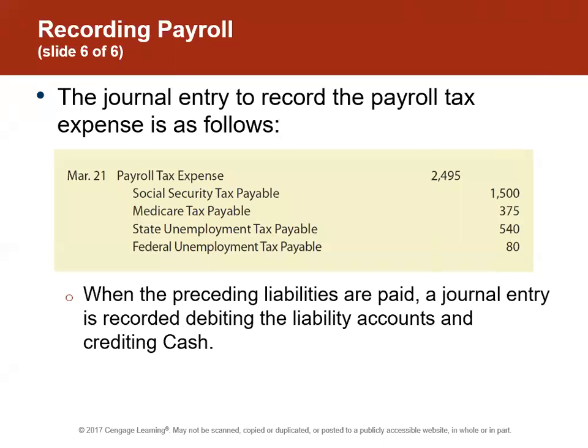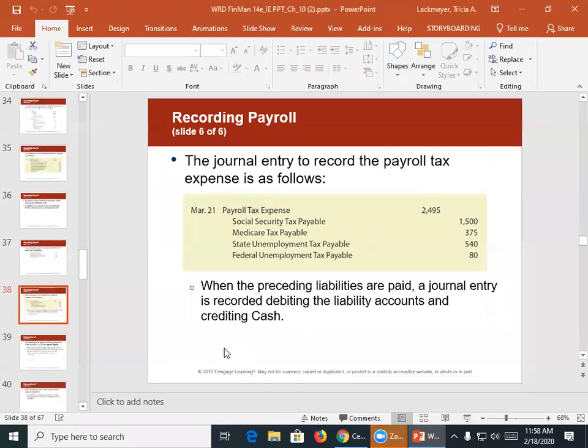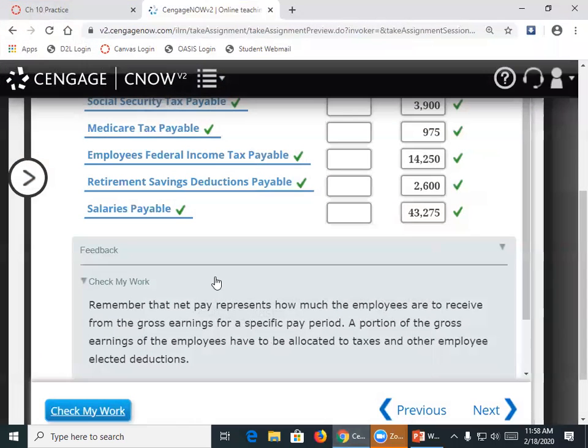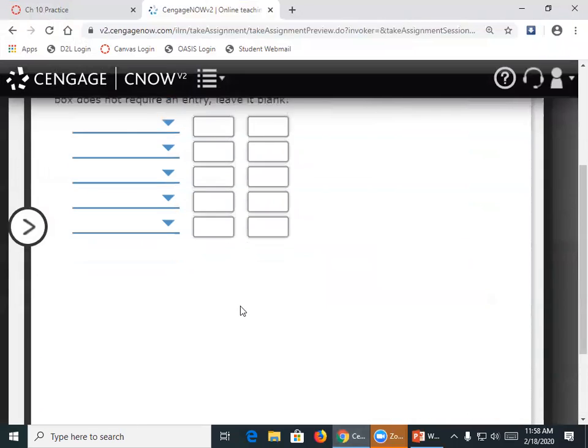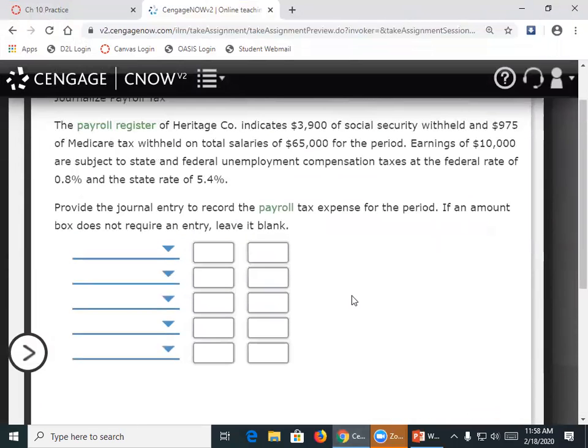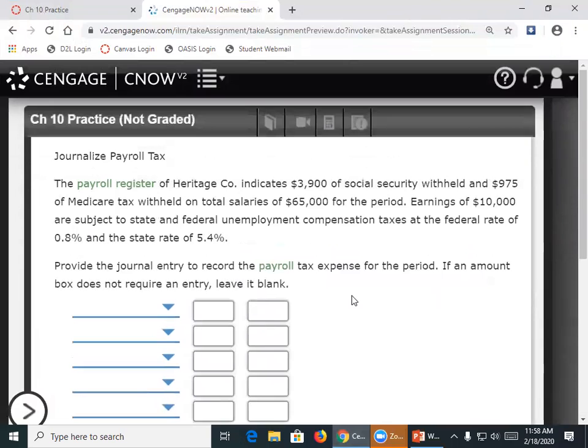Okay. So let's do the example on that one and then we'll stop for the day. So I'm going to go to number 4. And we're dealing with the same one as the one we were dealing with on the payroll. So Heritage Company, we have 3,900 Social Security, 975 Medicare, total salary $65,000. And then it tells us earnings of $10,000 are subject to state and federal unemployment at the rate of 0.8 for federal and 5.4 for state.